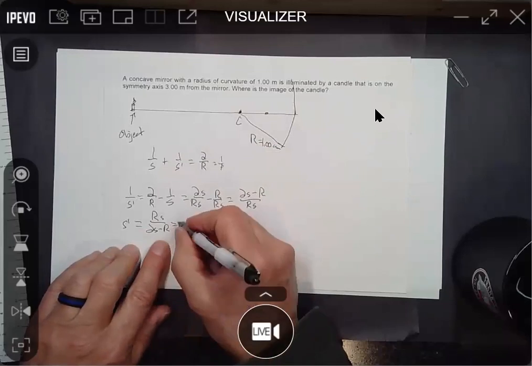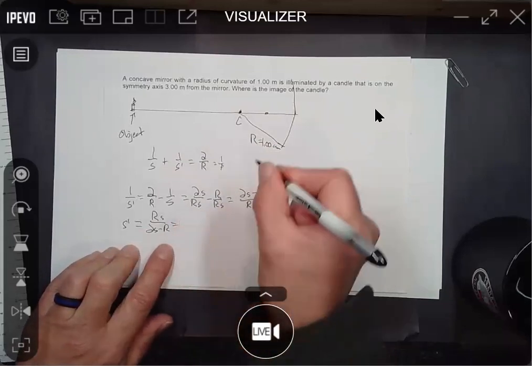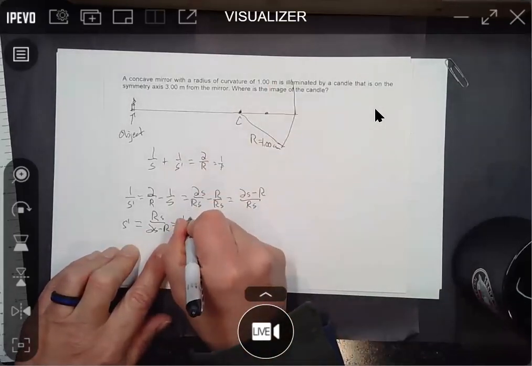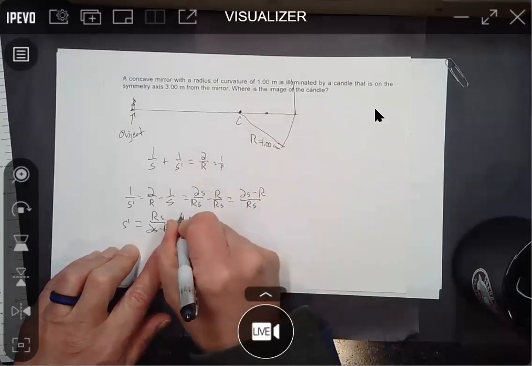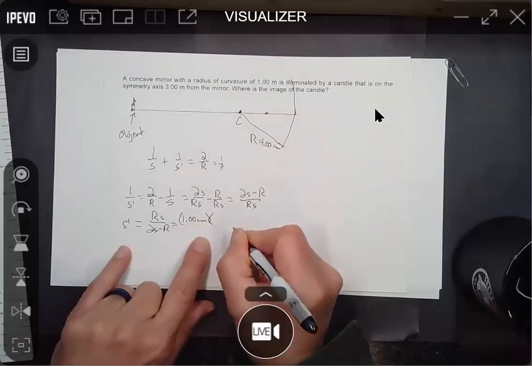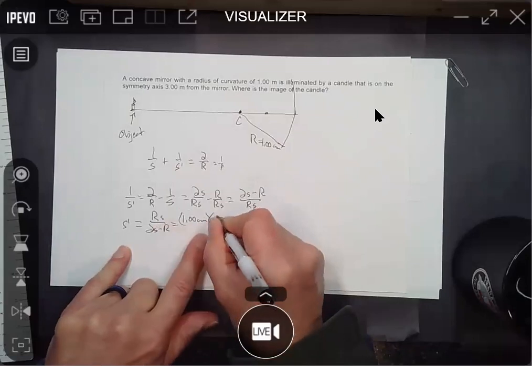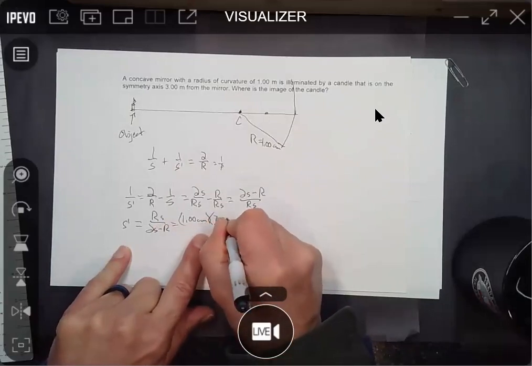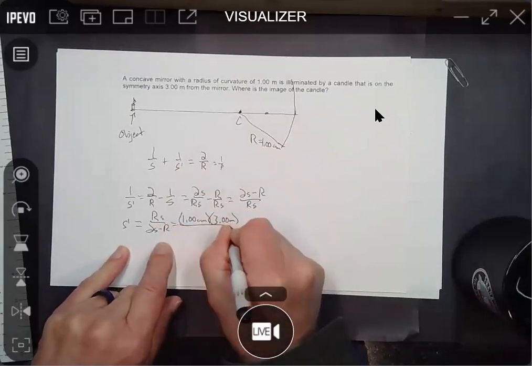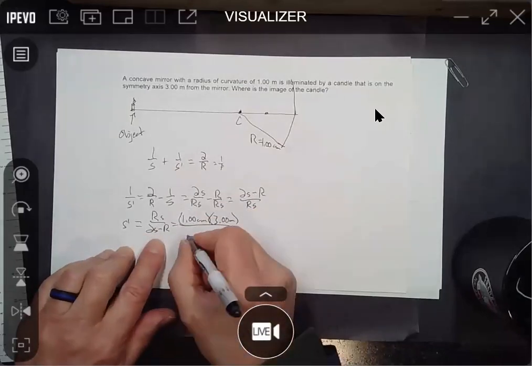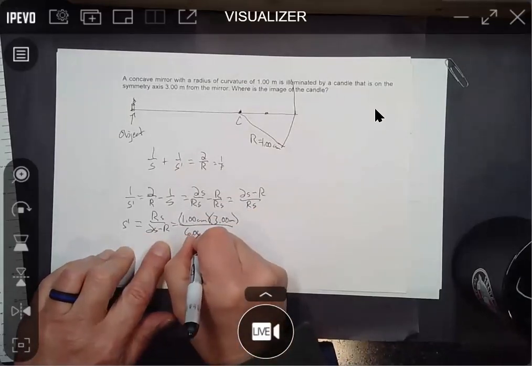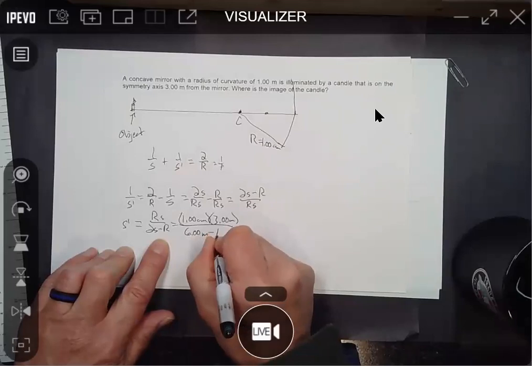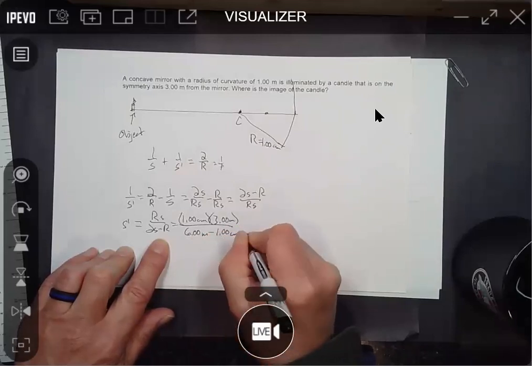Anyway, s prime is rs over 2s minus r. Radius of curvature, 1.00 meters, times s, which is 3.00 meters, divided by 2s, which is going to be 6.00 meters minus 1.00 meters.